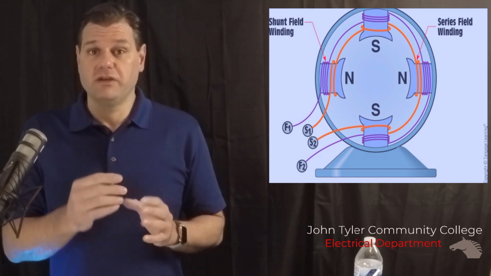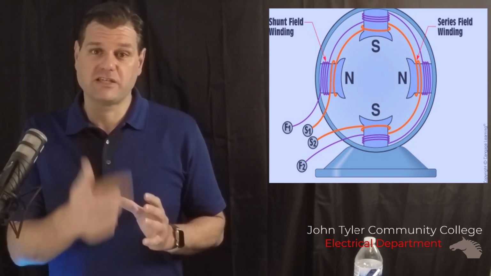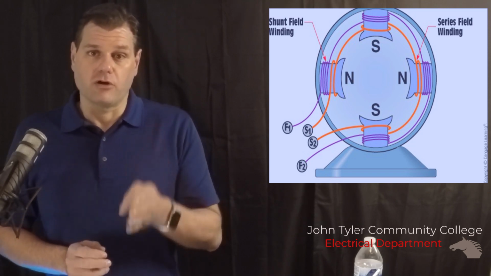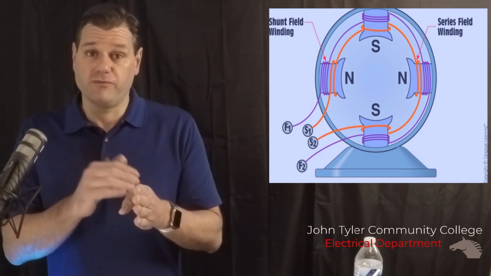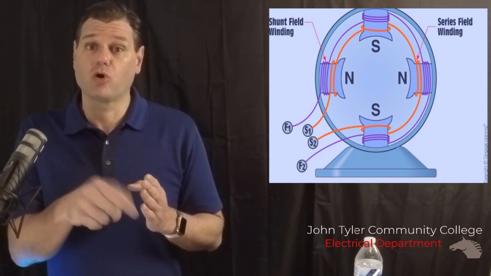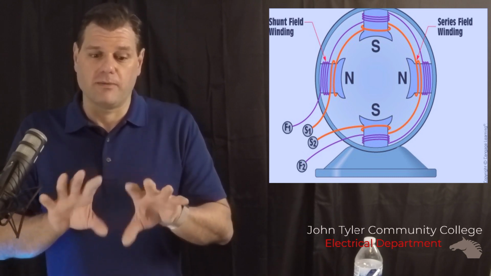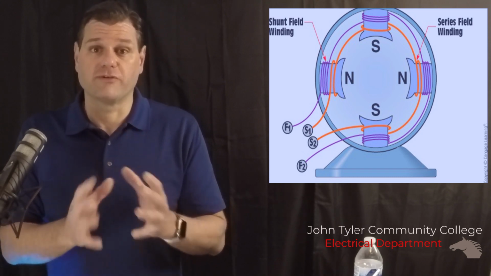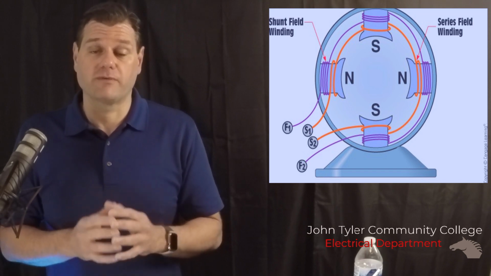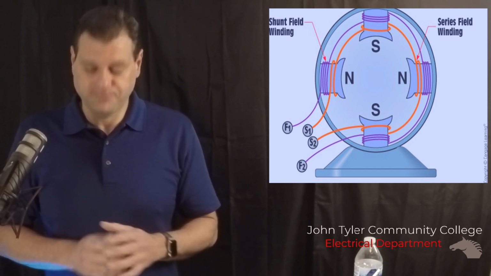The series is going to have a thicker wire and be wrapped fewer times around the pole pieces. Your shunt wires are going to have more wraps and a much thinner wire. So it allows you to have different control or different strengths. Each one has a different strength. So there's two different types again.